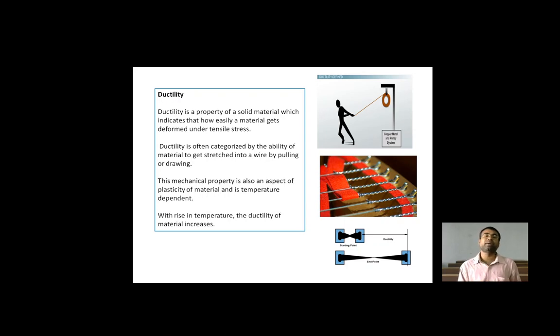So ductility is a property of a solid material which indicates how easily a material gets deformed under tensile stress. Ductility is often characterized by the ability of a material to get stretched into a wire by pulling or drawing. As you can see from the figures, this is the figure of a pulley and the wire, and this is the string which is hooked in, as you can see, in the guitar or musical instruments like the sitar and guitar, where this extension is happening.